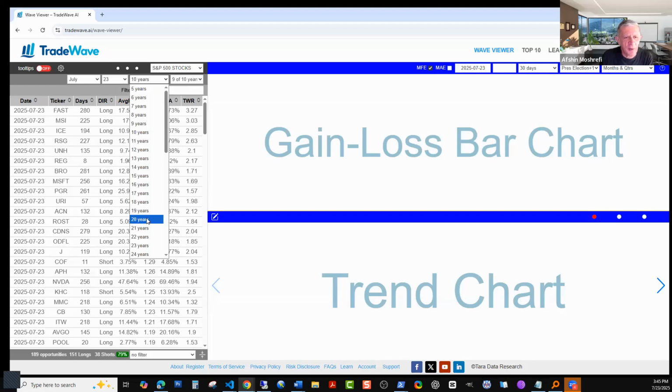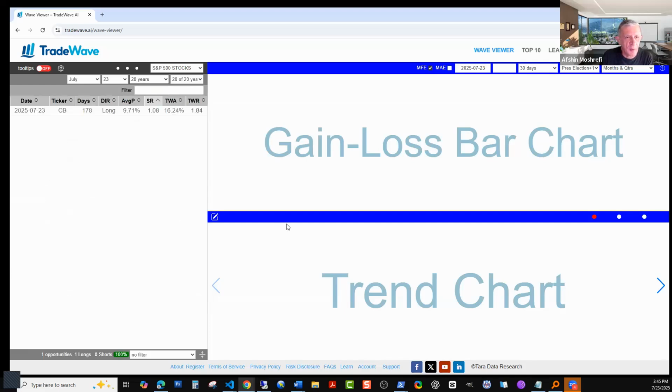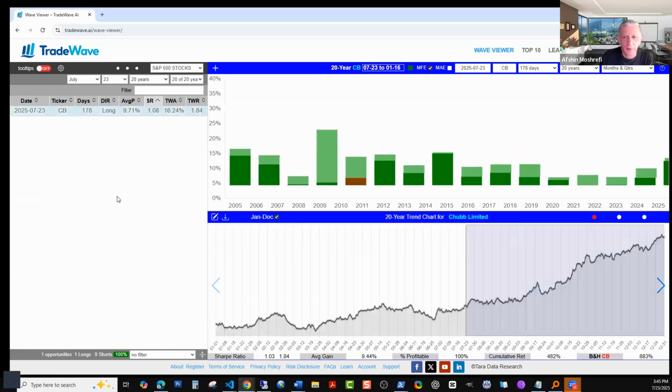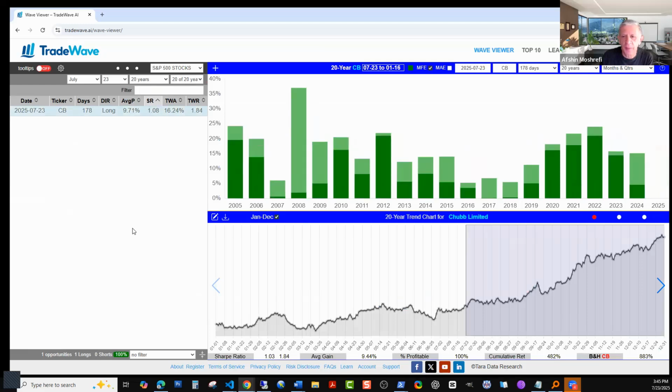I can also look at patterns based on the last 20 years if I wanted to. It only brought one up for 20 of 20 years. See this? Chubb Limited, 178 days, and it's been bullish. It's been profitable 20 years in a row for this date range, from now until the 16th of January.